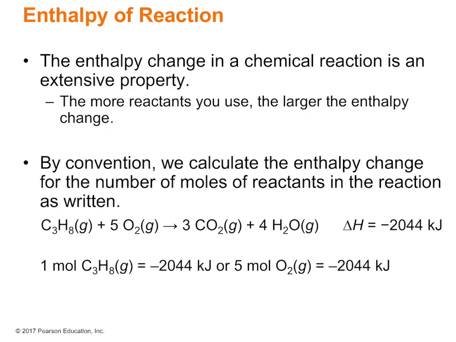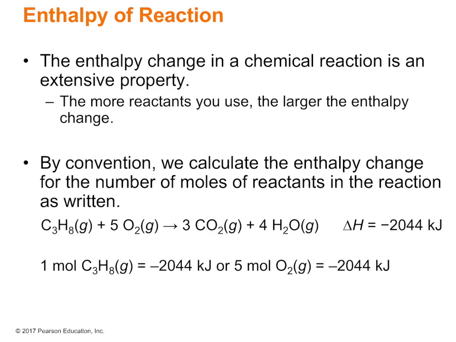The enthalpy change in a chemical reaction is an extensive property. The more reactants you use, the larger the enthalpy change. Okay, so it depends on the amount of substance that you have. So the enthalpy change for a chemical reaction, abbreviated delta H RXN, is also called the enthalpy of the reaction or heat of the reaction, and it depends on the amount of material undergoing reaction. So we usually specify the heat of the reaction in combination with the balanced chemical equation for that reaction.